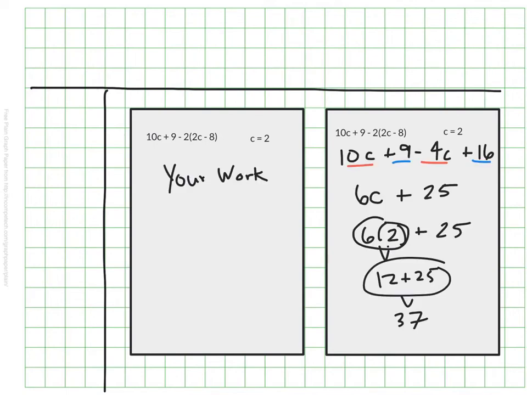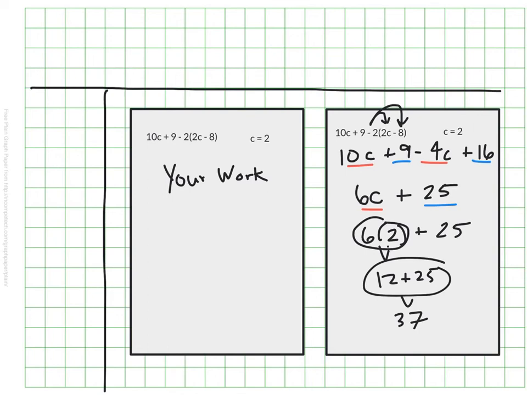How'd you do? So I decided to actually distribute first. So I did my negative 2 times my 2c and got negative 4c, and my negative 2 times my negative 8 and got a positive 16. Once I distributed, you can see I have my color coding here. I combined my like terms so that I had my c's together and I had my constants together. And it was after all that I replaced the c with 2, which meant I really didn't have too much calculation to do with the actual numbers themselves.